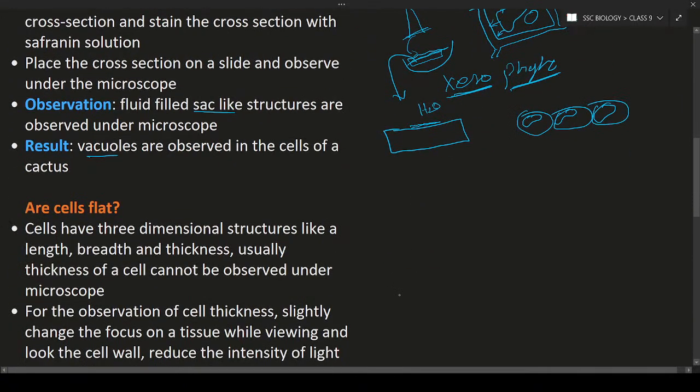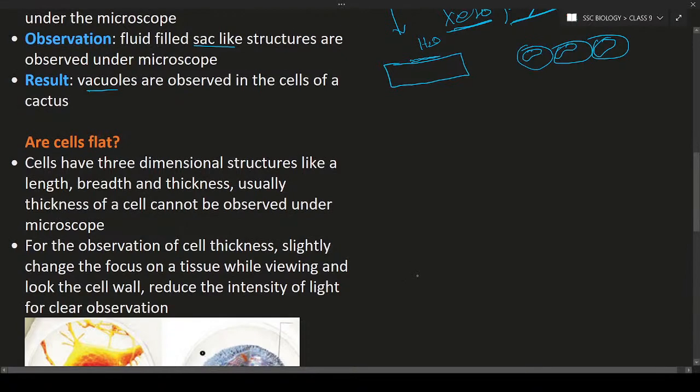So the next topic is: are cells flat? If you observe cells under the microscope, this is a microscopic slide, and on the slide you put some cells and observe how they look. The cells look like they are in 2D. It means they appear like they are flat on the slide.